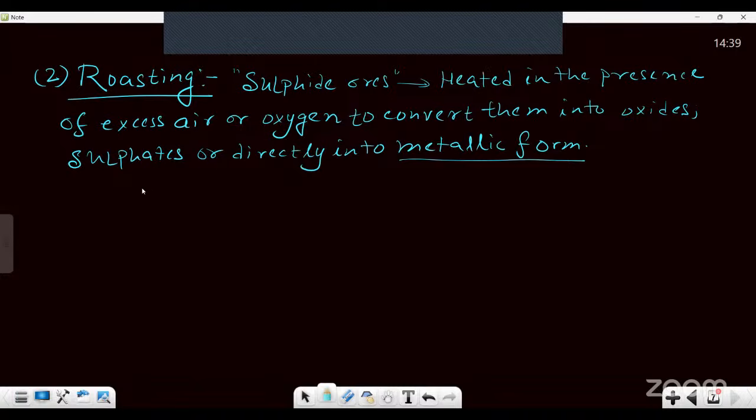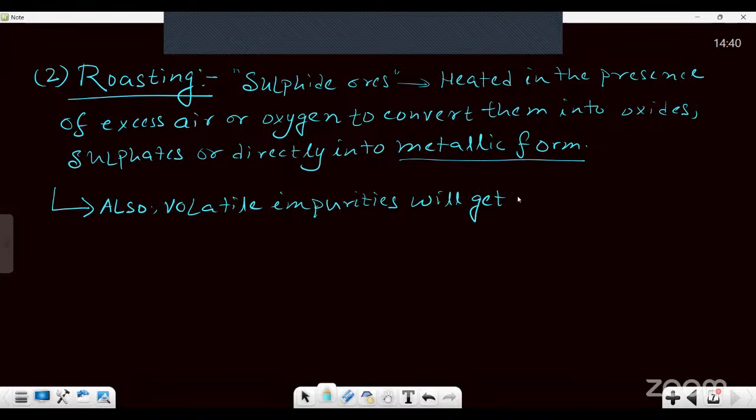In roasting, we also remove volatile impurities. Because I am heating it, any volatile materials will also get removed. Say for example, what are these volatile materials? It can be arsenic, antimony, sulfur, and other oxides can also be considered.